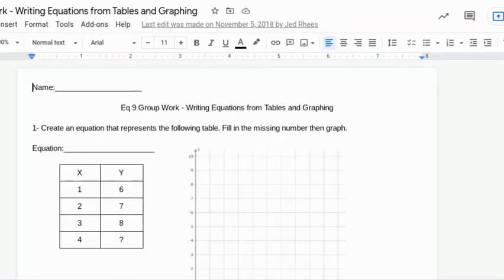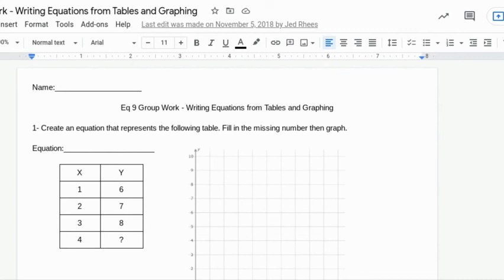Okay, you guys, so that's the end of the lesson, but I just want to talk about a couple things with group work. As we worked through the lesson today, you probably found that it really wasn't that difficult, right? As long as we can plug numbers into our equation, figure out what they are, and then graph the ordered pairs is a piece of cake.